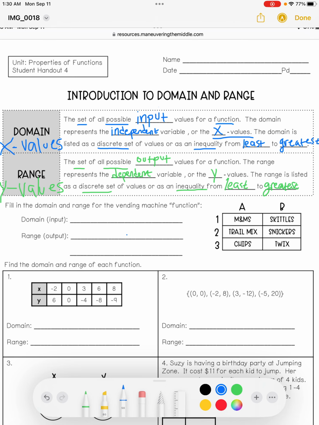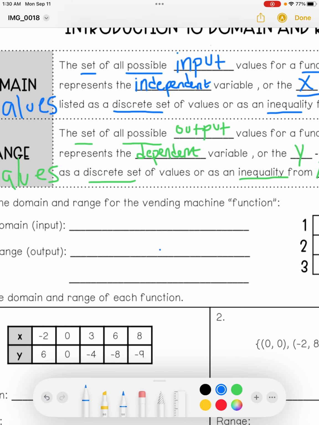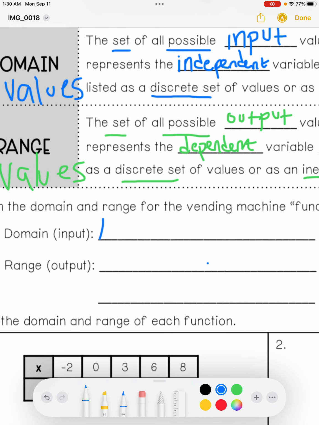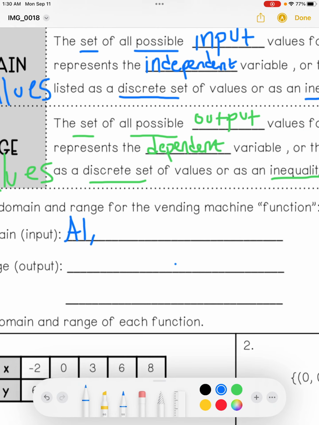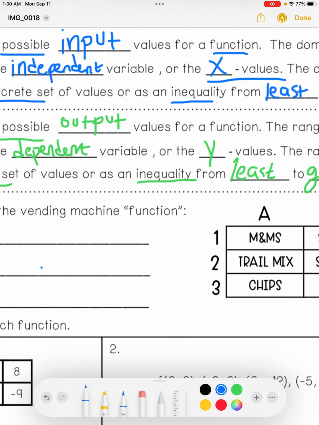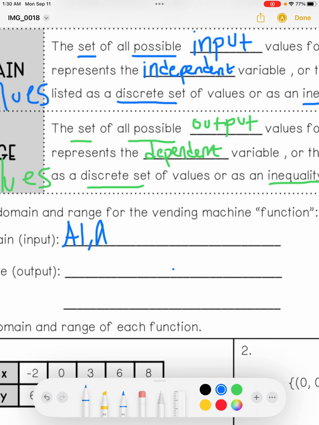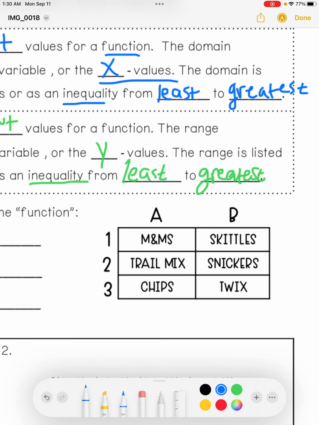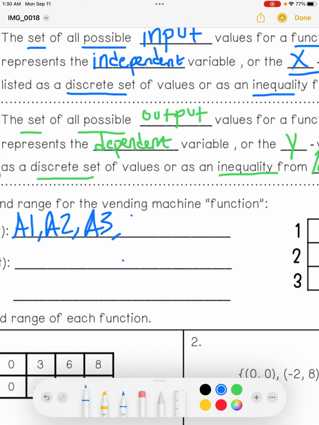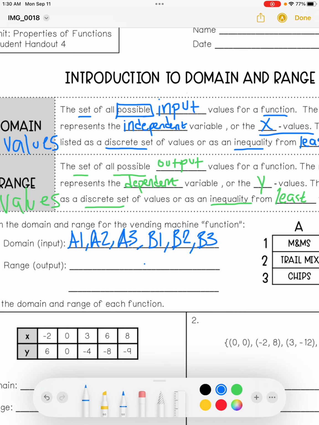So one thing I can plug in is A1. Another thing I could plug in would be A2, A3, and I also have B1, B2, and B3. Those are all of the possible, remember that word from before, possible inputs that I can use. So that would be my domain.